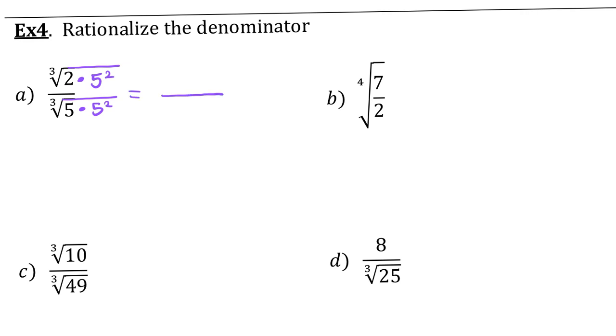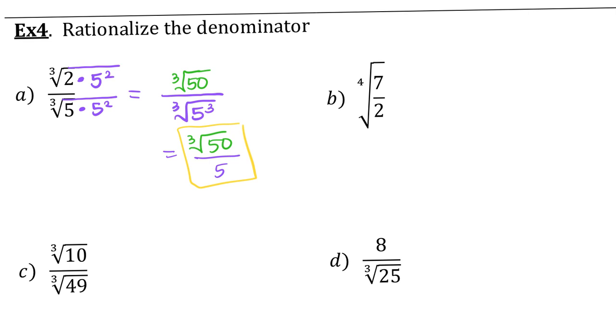So on the bottom now, I have the third root of 5 to the third. On the top, I have 2 times 5 to the second. 5 to the second is 25, times 2 is 50. And I times out the top because nothing good comes of it. Okay, now what do I got? The third root of 50 is not going to simplify because it's 2 times 5 to the second. The third root of 5 to the third is 5. So this is rationalized because there's no longer a radical on the bottom.